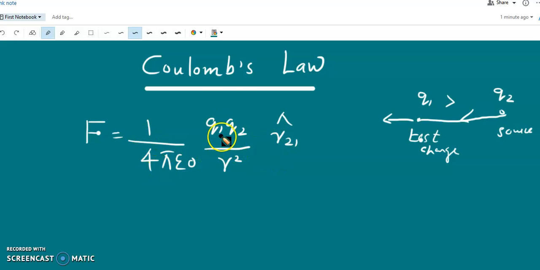So if the charges are having opposite sign, then there is a negative sign in its magnitude itself. The force is towards the source charge. Similarly, we can find the force acting on Q2 due to Q1 in the same manner. So if the charges are of the same sign, then the force is repulsive and acts from the source charge towards the test charge. If the charges are of the opposite sign, then the force is attractive and acts towards the source charge.